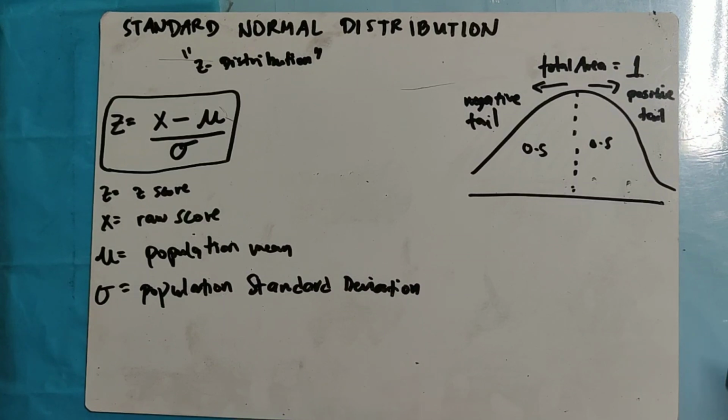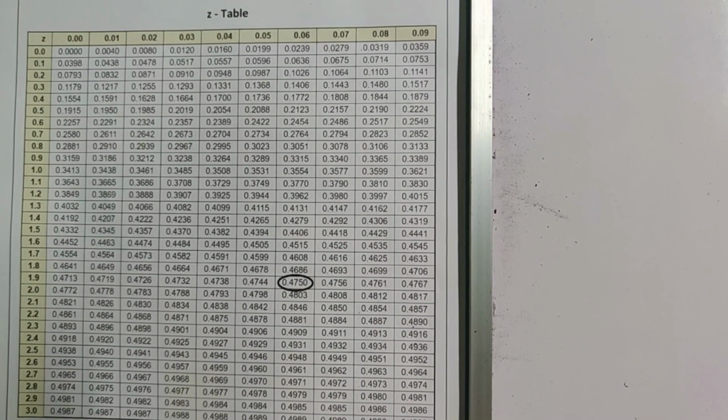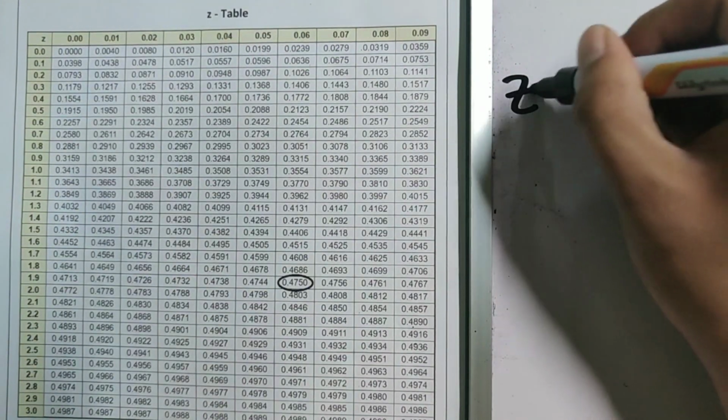Again, the formula in getting the z-score is equal to x minus mu all over the standard deviation or sigma. And this time, in getting the area or the probability of a z-score, we have here the z-table. We are going to refer to the z-table if we are going to find the area or the probability of the z-score. Okay, this time, ituturo ko sa inyo kung paano gamitin itong si z-table.